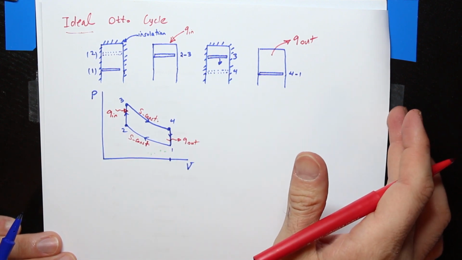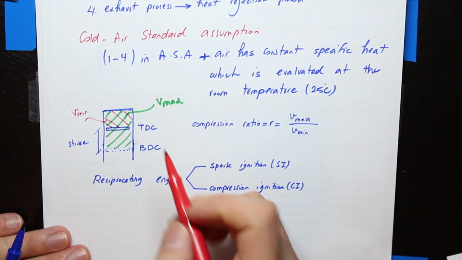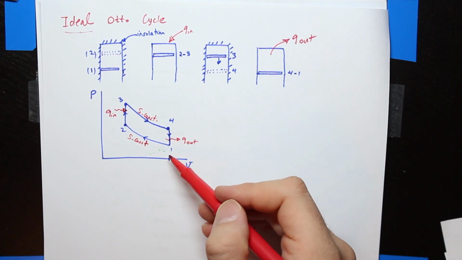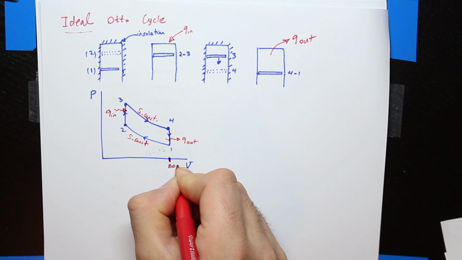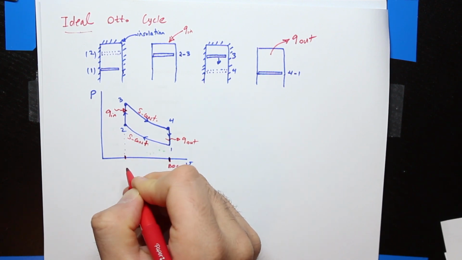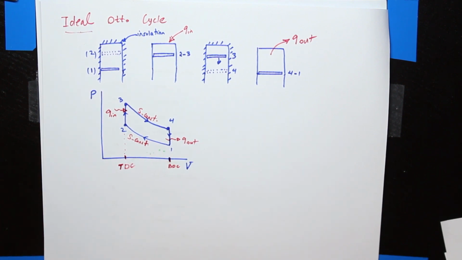Okay, so by the way, because I had the definition of BDC and TDC, let me show you the BDC and TDC here. So BDC occurs when the volume is maximum. So this is my bottom dead center. And TDC occurs when the volume is minimum. This is top dead center. Okay? So this was a review about the Otto cycle.